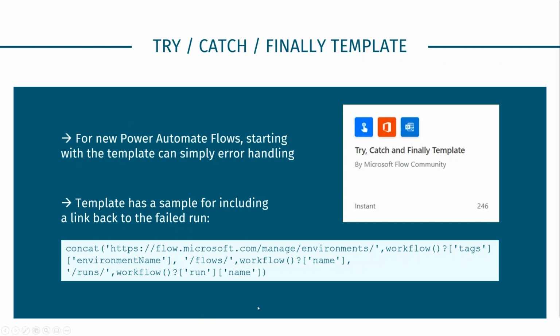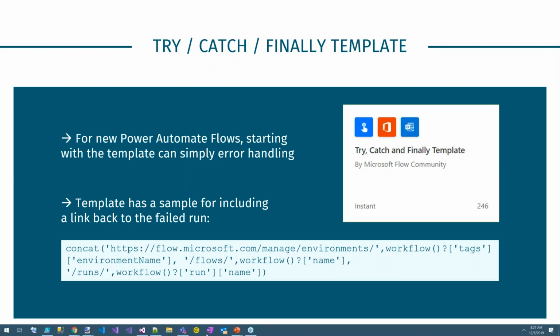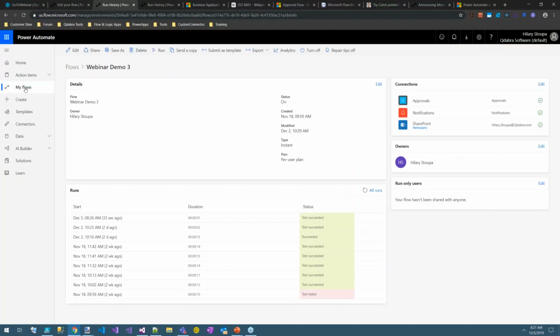Now there is a Try Catch Finally template. This is a community created template. It has a sample that includes a link back to the failed run. This is nice because then you have a clickable link in the error notification that takes you back to the flow that failed. And you, of course, can copy this link out and use it in your flows if you're adding error handling to an existing flow.